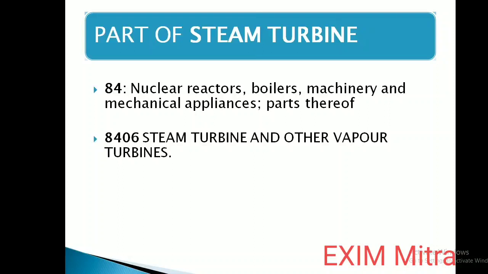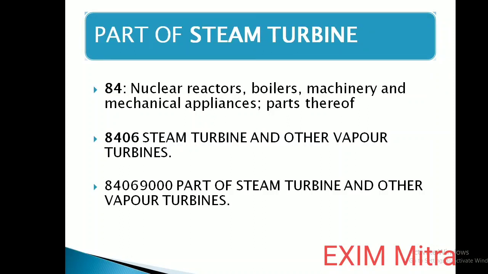Now we will search the code of that particular part. So when it is a part of a steam turbine, it will classify into 8406900. So 84 is the chapter in which there are nuclear reactors, boilers, machinery and mechanical appliances. 8406 is exclusively for the steam turbine, and 900 is for the part. So the classification of the part of a steam turbine will be 8406900.